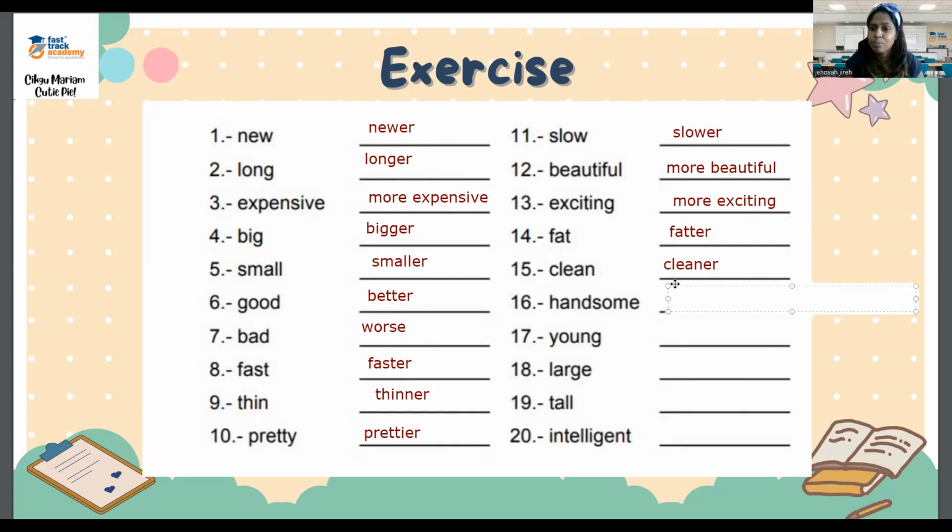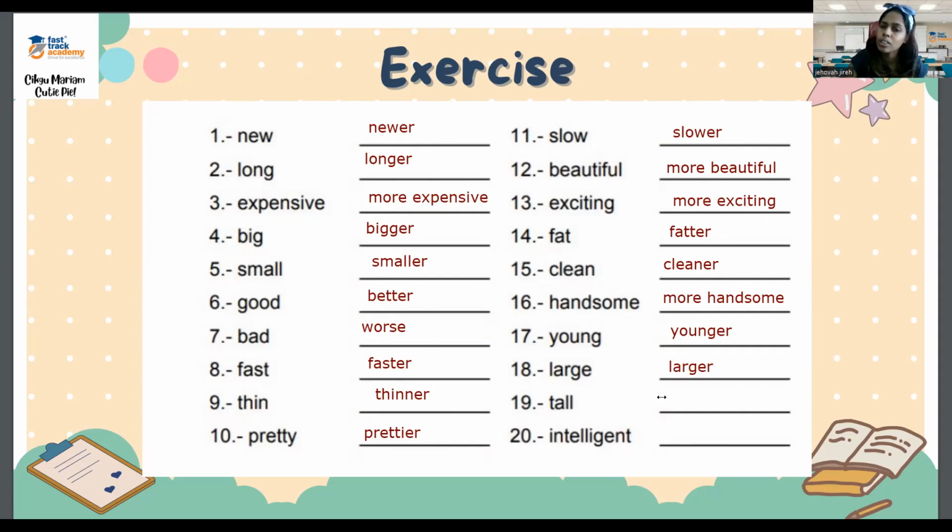16, handsome. Handsomer or handsomest? Handsomer or more handsome? Yes. You say more handsome. How about number 17? More young or younger? Yes, you have to add the word younger. And the comparative word for large, more large or larger? Yes, you say larger. When you want to compare two things, you compare two phones. So this phone is larger than that phone.